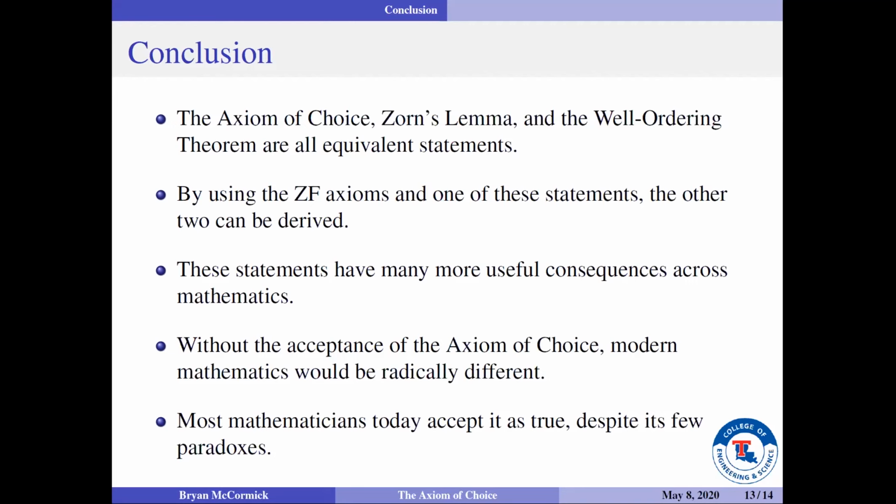For example, there are many uses in abstract algebra, functional analysis, and topology. Without accepting the axiom of choice, modern mathematics would be radically different today. So because of that, most people tend to look past the few paradoxes like the Banach-Tarski paradox and accept the axiom because of how useful it is.